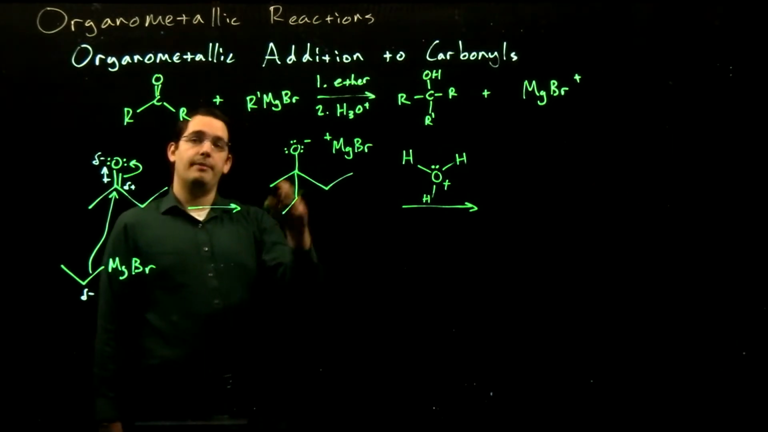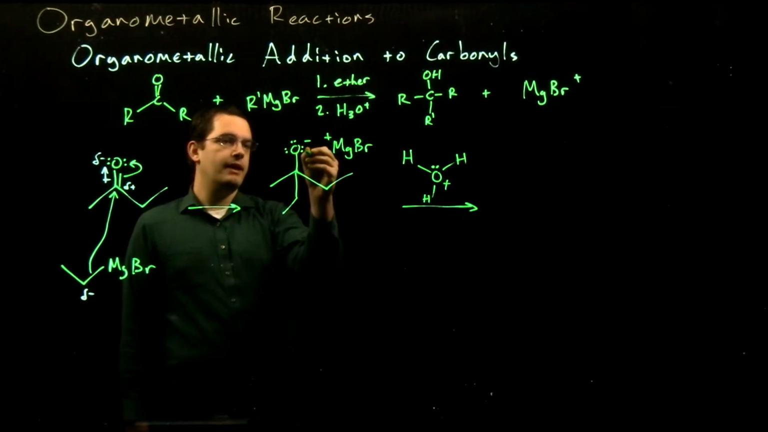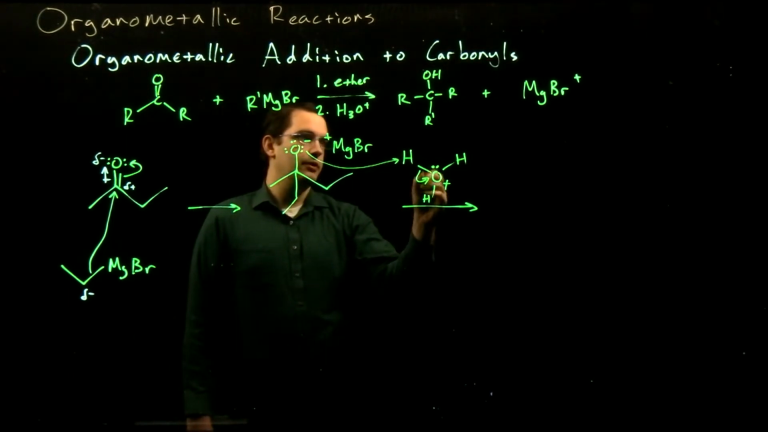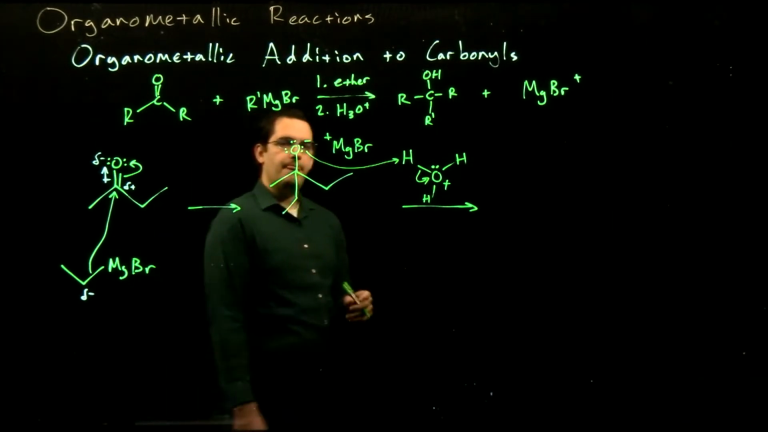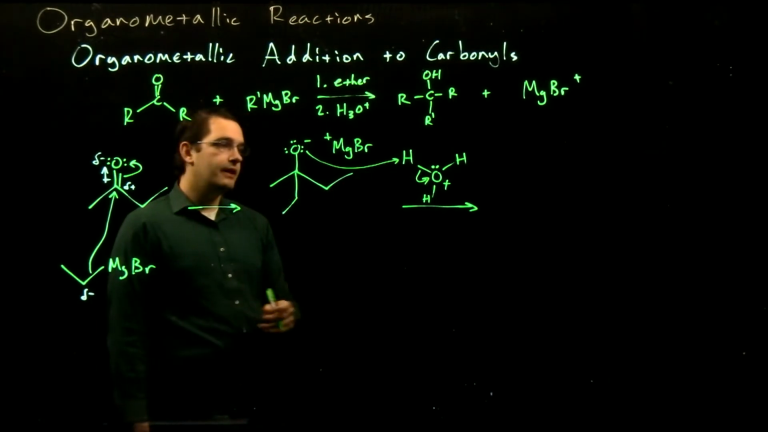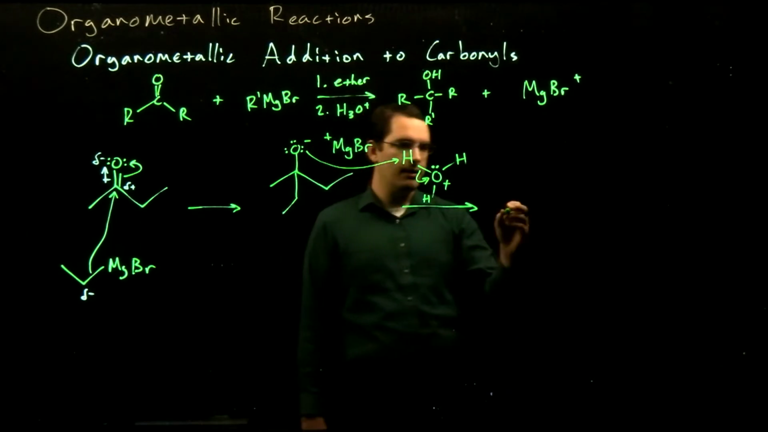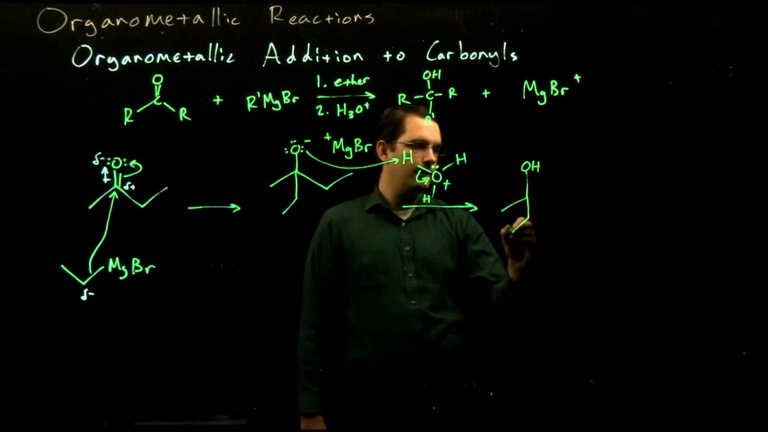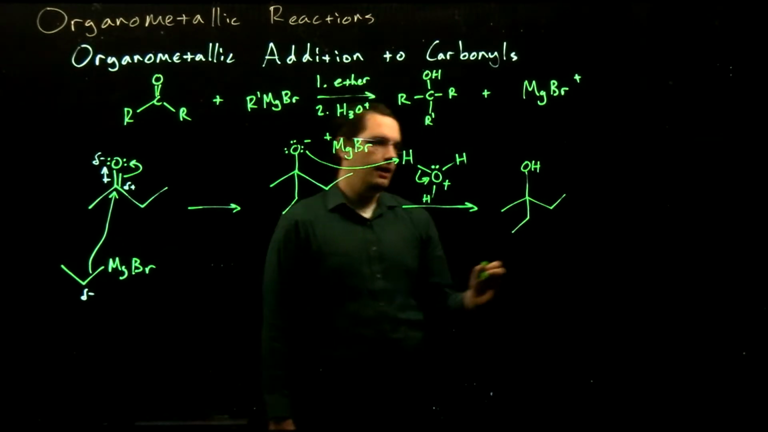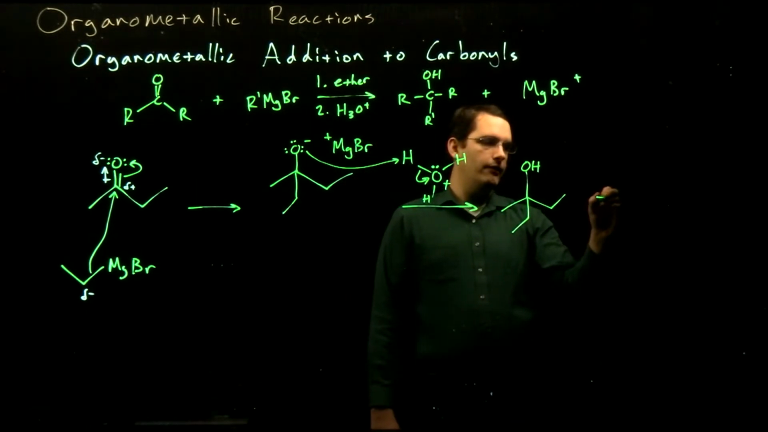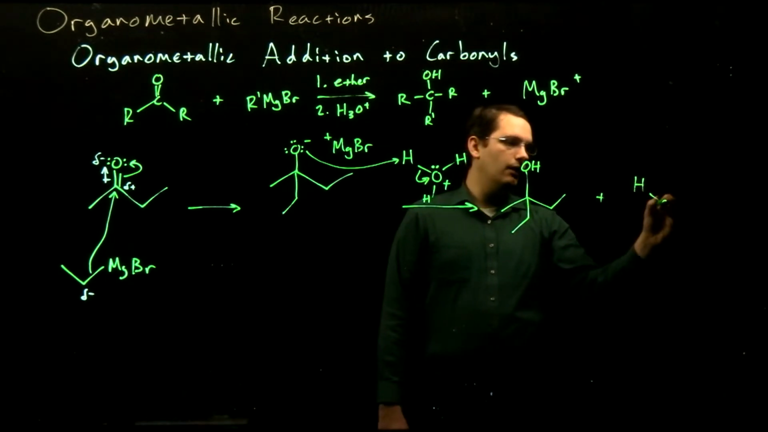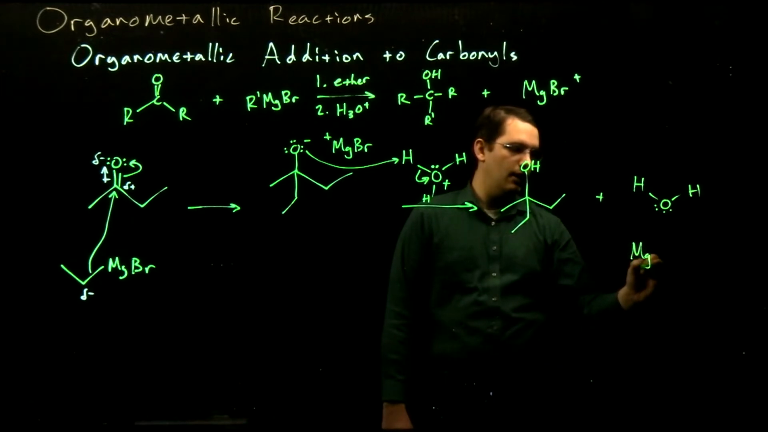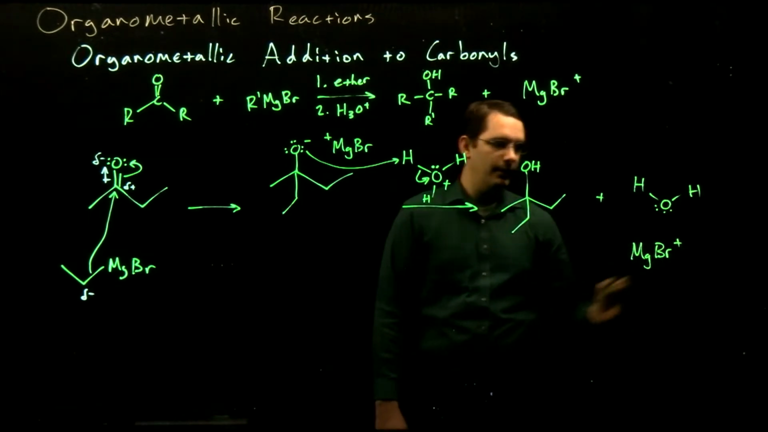So now we have our strongly basic alkoxide and our acid, and we're going to react in a simple acid-base reaction to produce our alcohol product. So we pull off that hydrogen from our acid, produce our water molecule, and so now we have our alcohol produced, and of course we have our byproducts of water, and of course our cation from our organometallic compound.